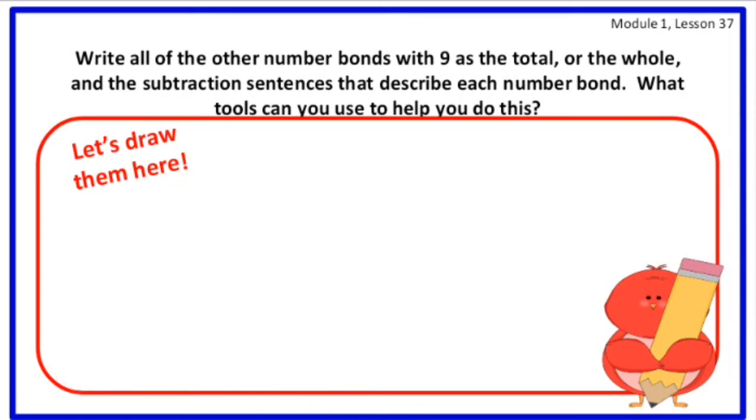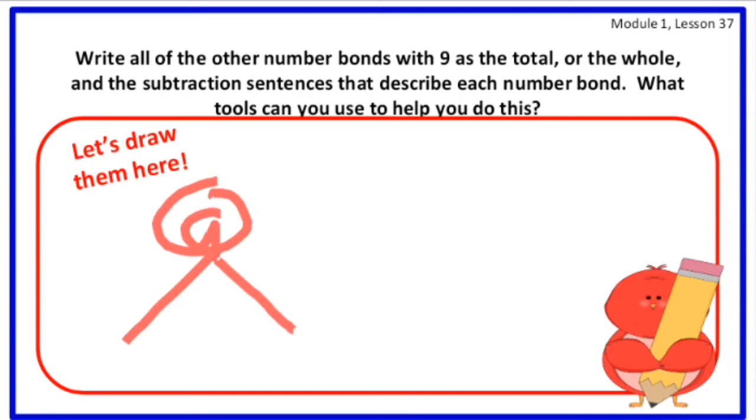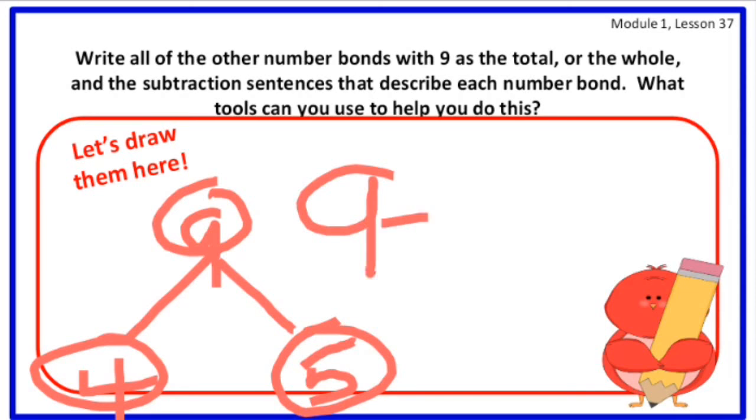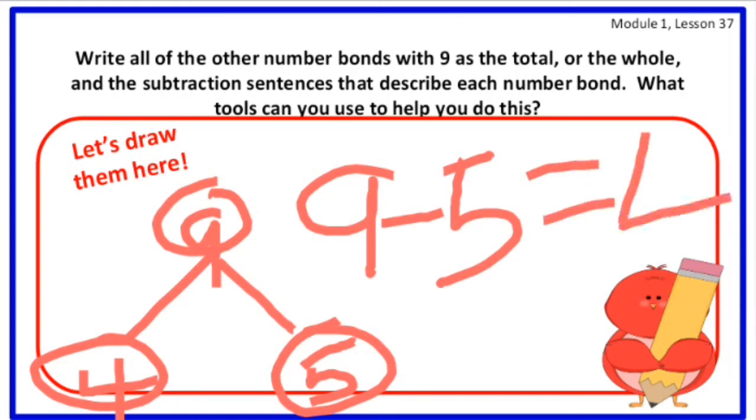Now let's pick another example. Let's say 9 is the whole. Then the first part, let's say 4, and the other part, let's say 5. So what will be the number sentence that will go with this number bond? Starting from your whole, don't forget 9 minus any of the parts, let's say 5, equals the other part, which is 4. Clap for yourself. That was so much fun.